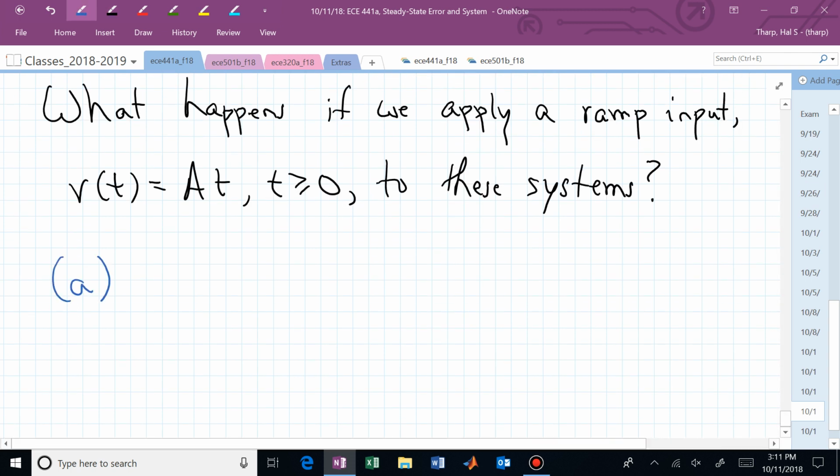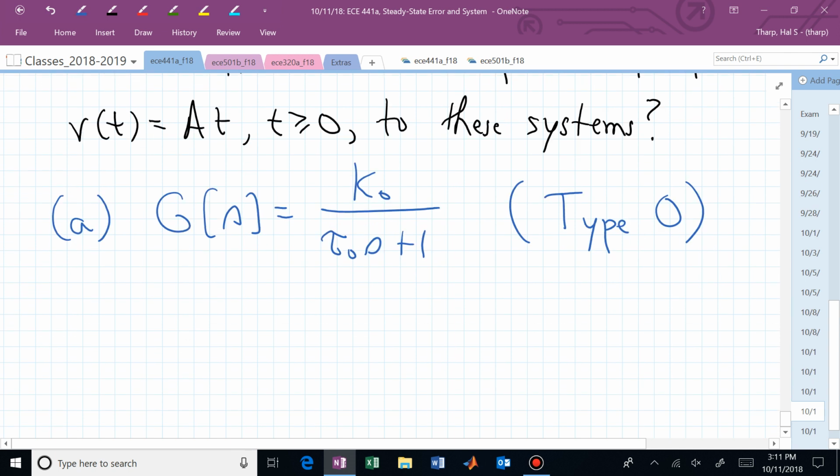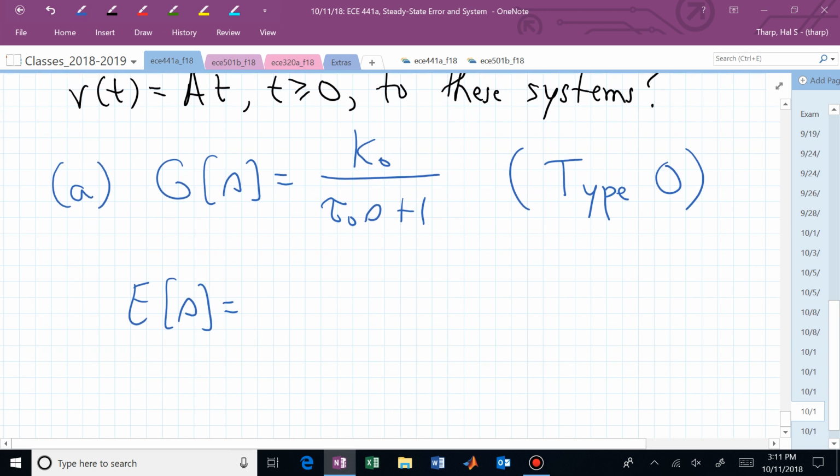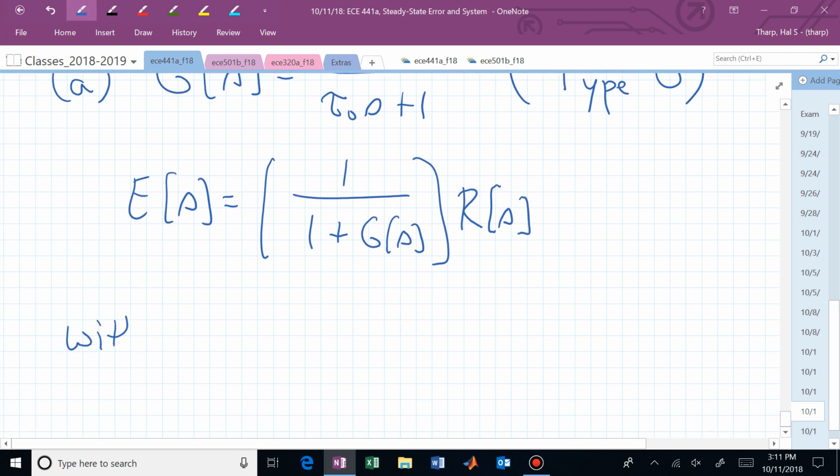Suppose now we look at the first system, where g of s equals k sub 0 over tau sub 0 s plus 1. What was the system type for this system? Well, it was a type 0. The error expression is still the same, even though our r is different. We have E of s equals 1 over 1 plus g of s times r of s. It's r of s that's now different.